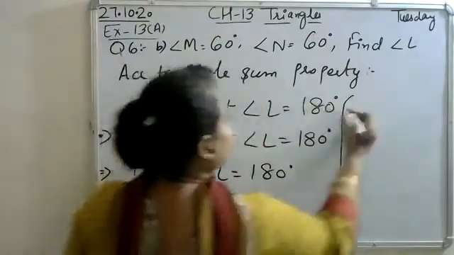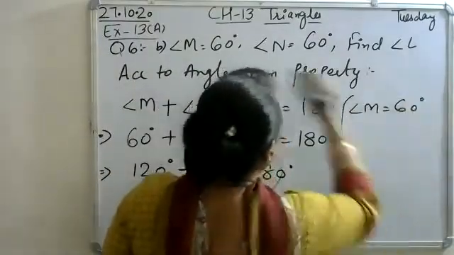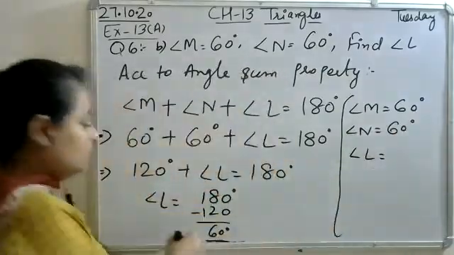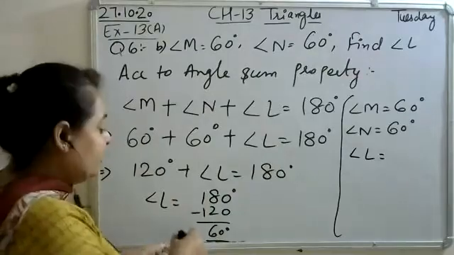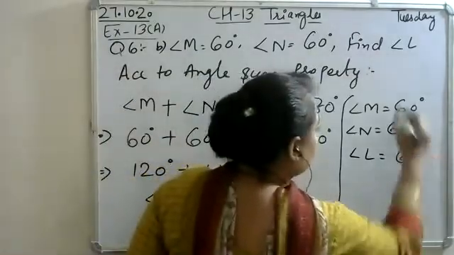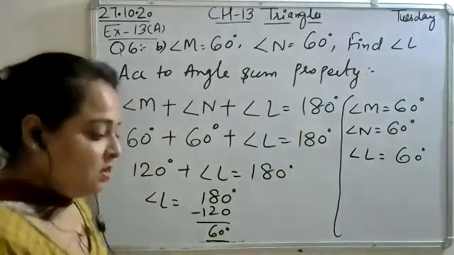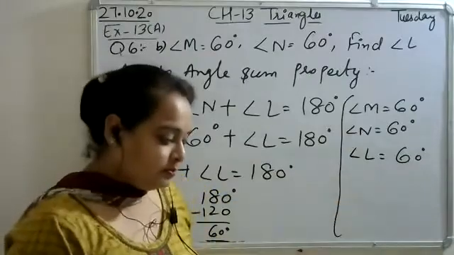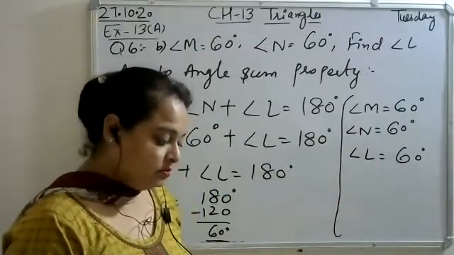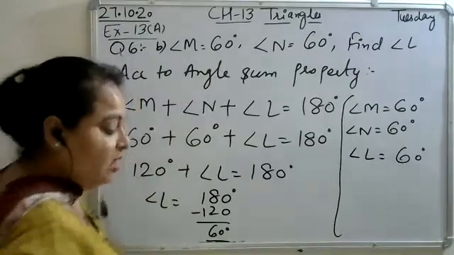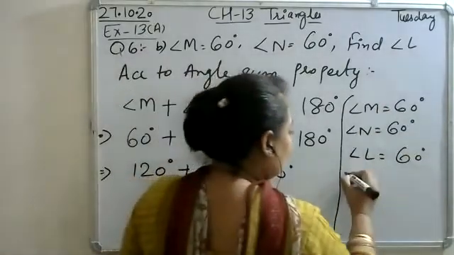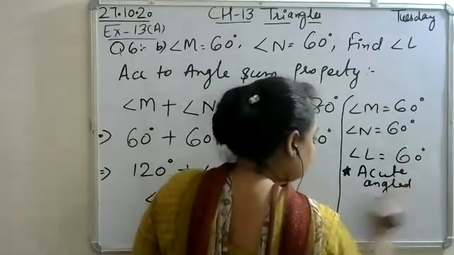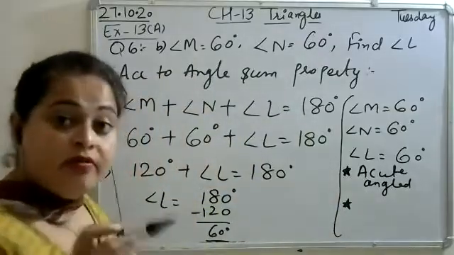Now, all the students look here. Angle M is given 60. Angle N is given 60. Angle L is what we have found now, 60. Now, what is the name of this kind of triangle? Very good, Dipti. As all the angles are acute, you will write acute angled. Acute angled. And one more name.